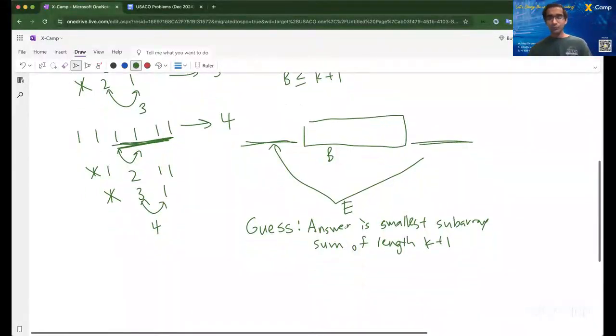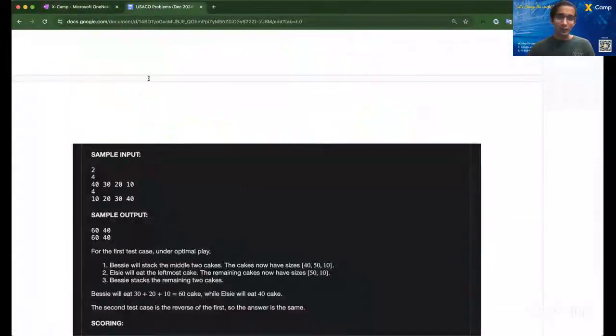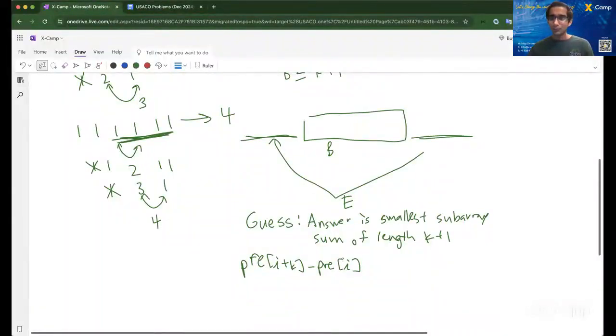Right? And it turns out this is really short to implement, right? You can have prefix sums, and then each subarray is going to be of the form pre I plus k minus pre I. Yeah, so this is maybe like a 7 line implementation. It doesn't hurt to guess and just try it. And it turns out it works, right? Yeah, any questions? I can talk a little bit more about intuition about why it works.